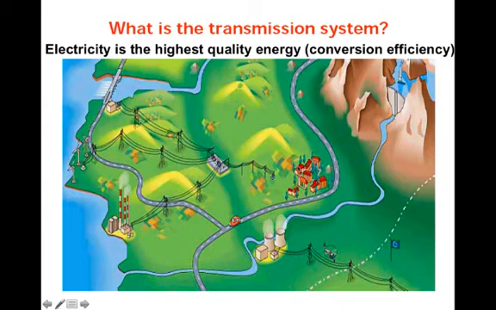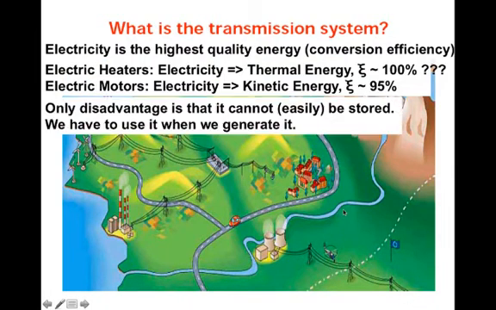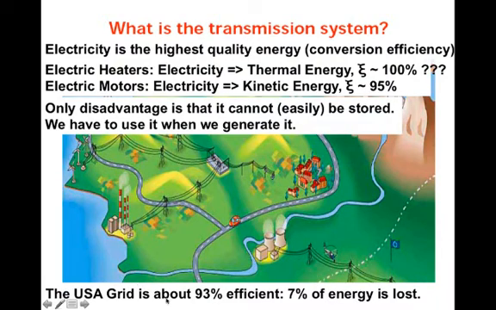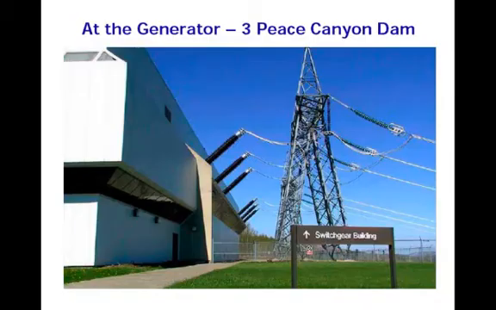We may want our electricity over here in Bakersfield, but we're going to generate it here by the coast, or we'll have a nuclear facility here, and so we need transmission lines to go long distances to bring our electricity to consumers. It's good to know the USA grid is about 93% efficient, or 7% of the energy is lost, and we want to minimize this loss.